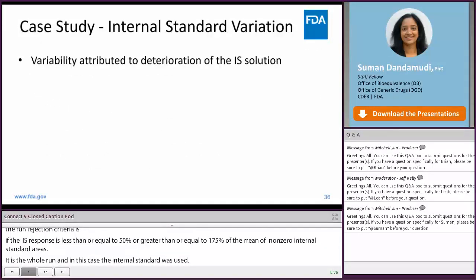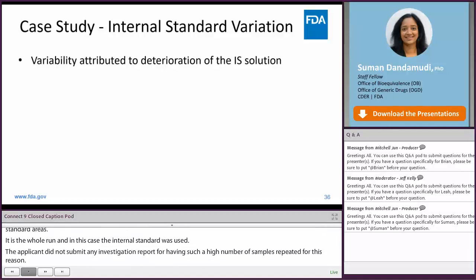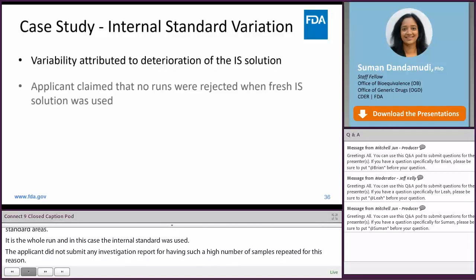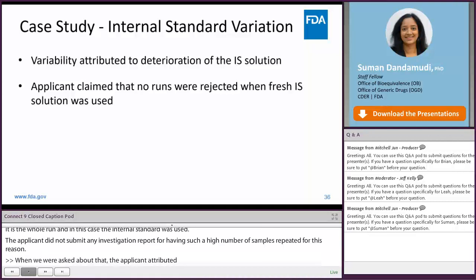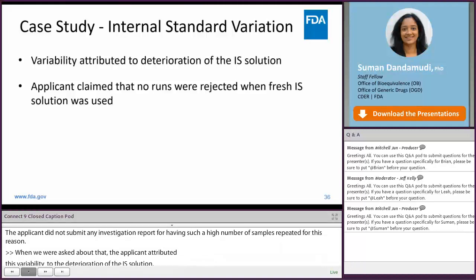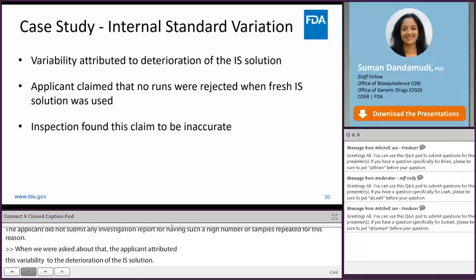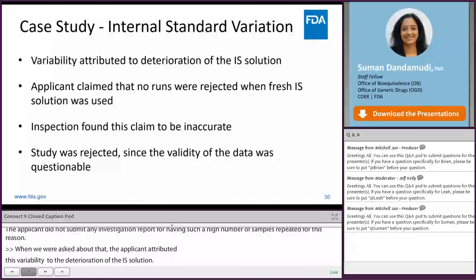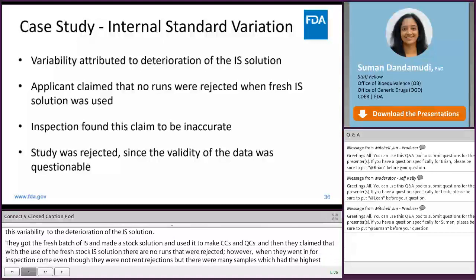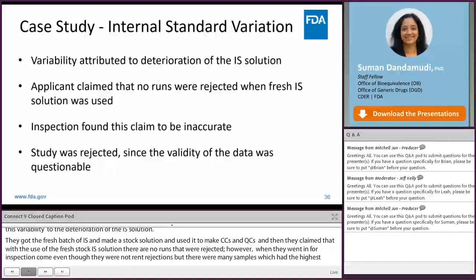So when we asked about that, the applicant attributed this variability to the deterioration of the IS solution. So they bought a fresh batch of IS and made a stock solution and used that to make CCs and QCs. And then they claimed that with the use of the fresh stock IS solution, there were no runs that were rejected. However, when BOSES went for inspection, even though there were no run rejections, there were many samples that had the highest response outside the SOP criteria. So finally, the study was rejected because the validity of the data is questionable. Without understanding the root cause for this IS variation, they just went and accepted the reassayed values. That is not acceptable.